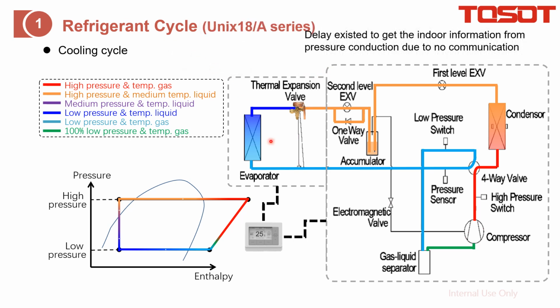On the other hand, the outdoor unit and indoor unit have no communication, which means the outdoor unit just applies the preset logic to operate, and also means it cannot get the information of the indoor unit, meaning it doesn't know whether the indoor is too cold or too hot, right? It just applies the command from this thermostat, and also means it can only detect the pressure, which means there is some delay to get the indoor information.